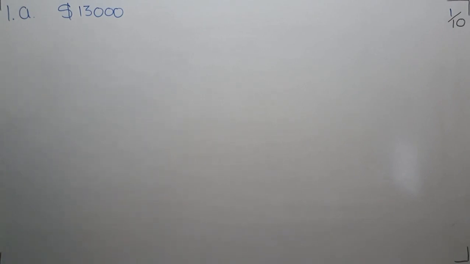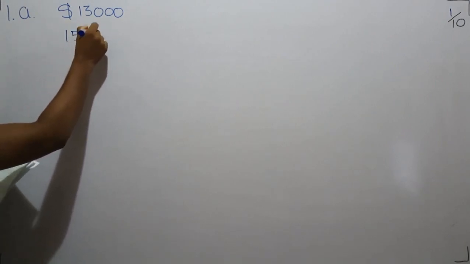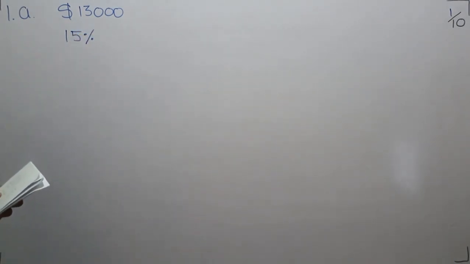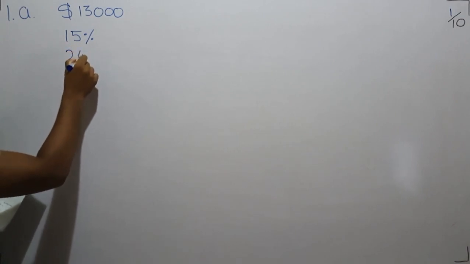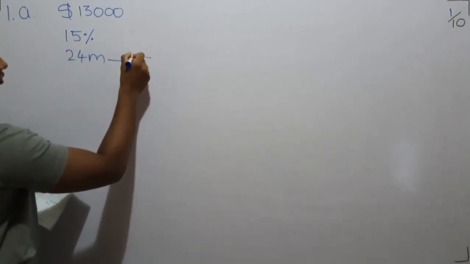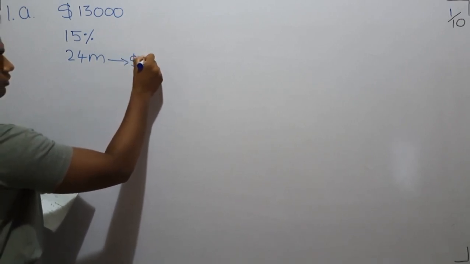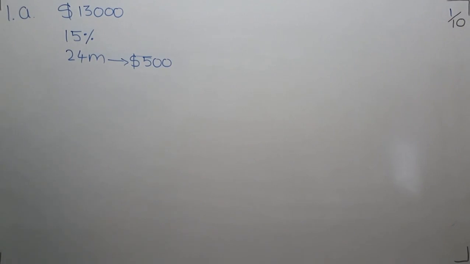Martha pays in installments for this car. Martha pays a deposit of 15%. So at first she pays 15% deposit. She then pays 24 months installments of $500. So for 24 months she pays $500. Calculate the total amount Martha pays for the car.